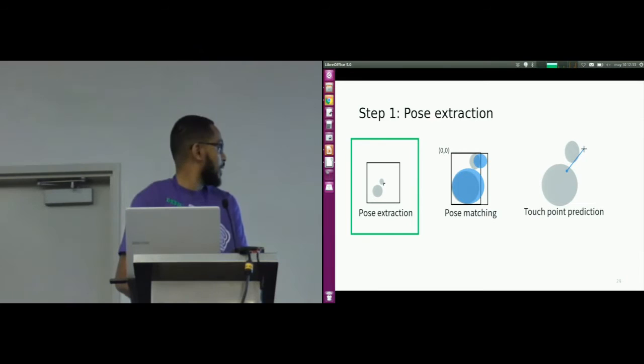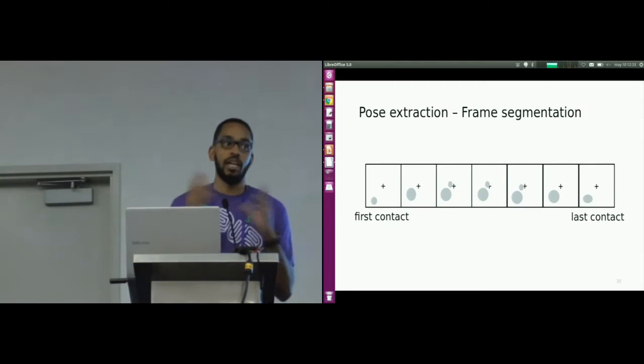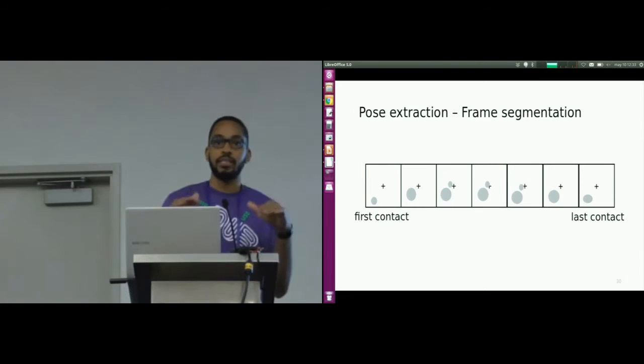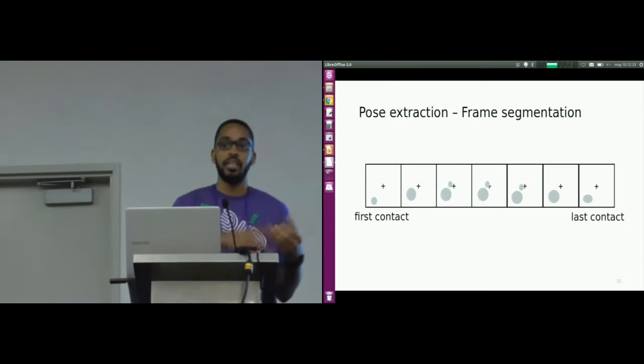The first step is pose extraction. We have all of this touch data, and the idea is that we want to extract only the most relevant touch data, right? We don't want everything. We just want what we consider to be the most relevant. So first, we segment the touch process into frames. The touch process is every touch that occurs from touch down to lift off, and a new frame is created every time a touch is added, every time a registered touch is updated or lost, things like that.